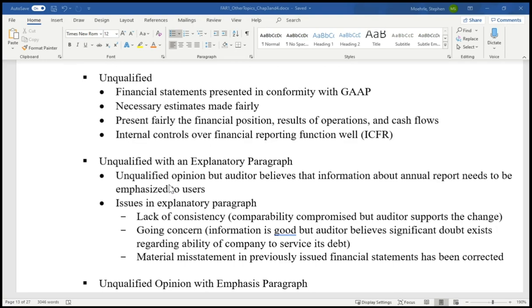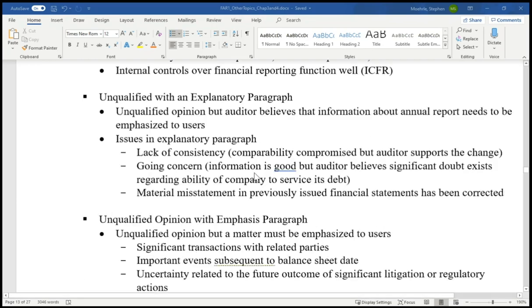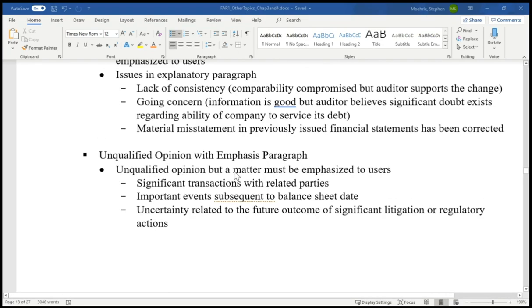The issue in the explanatory paragraph might also relate to a material misstatement in previously issued financial statements that has been corrected. So you'll see an explanatory paragraph occasionally. You'll also see an emphasis paragraph occasionally. An emphasis paragraph is an unqualified opinion, but the auditor wants to emphasize a matter to the users before they start analyzing these financial statements and using the information.